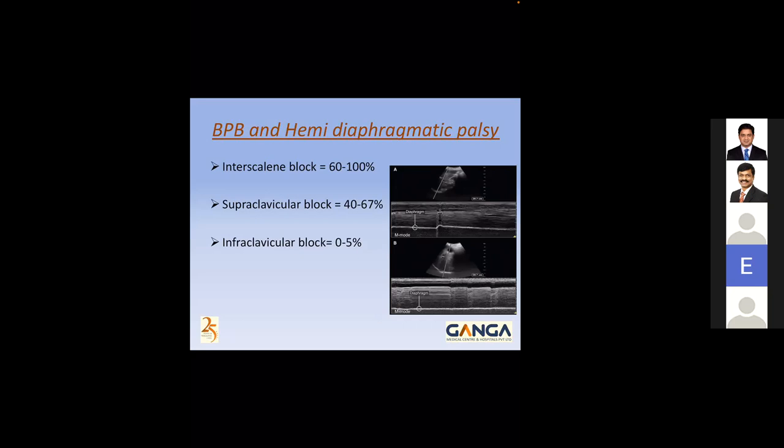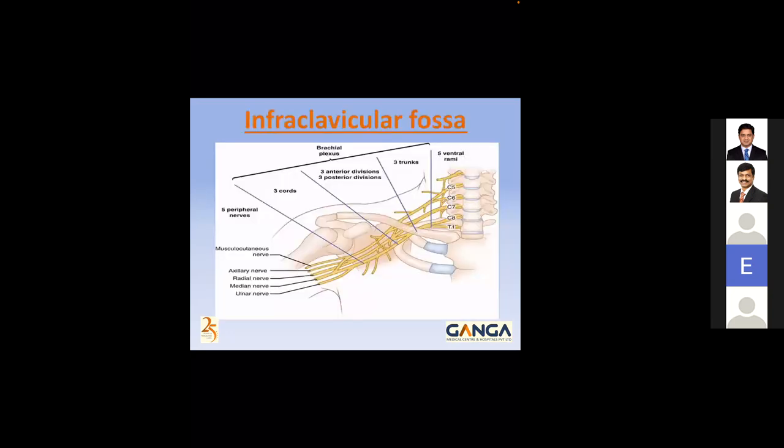With supraclavicular block, there's a 40% chance of getting hemidiaphragmatic palsy and the patient landing up in respiratory distress. While in the case of infraclavicular blocks, it's very minimal. The chance of hemidiaphragmatic palsy is very minimal. That's why today I'm going to speak about the costo-clavicular block and its importance. Today I'm going to mainly focus on the infraclavicular area.